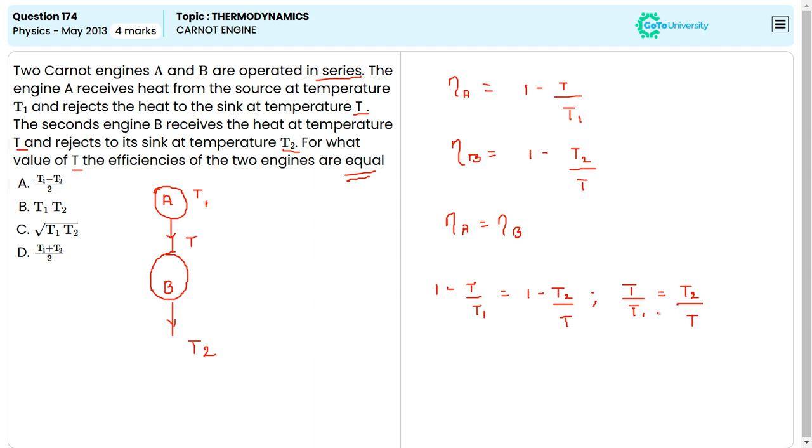by T. By cross multiplying, we can write this as T squared is equal to T1 into T2, or T is equal to the square root of T1 into T2. So this we can see in option C. Option C is the square root of T1 and T2. This is our right answer.